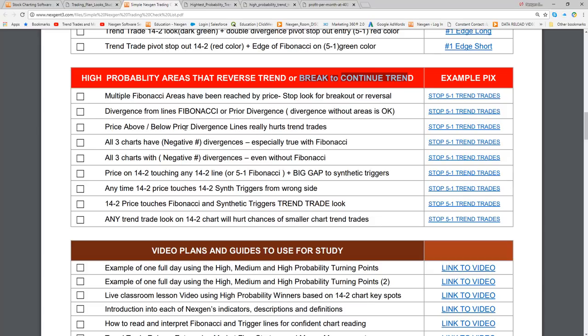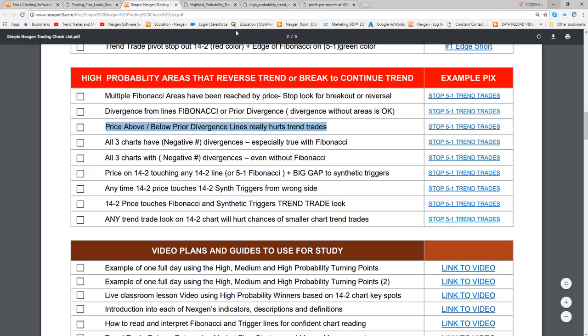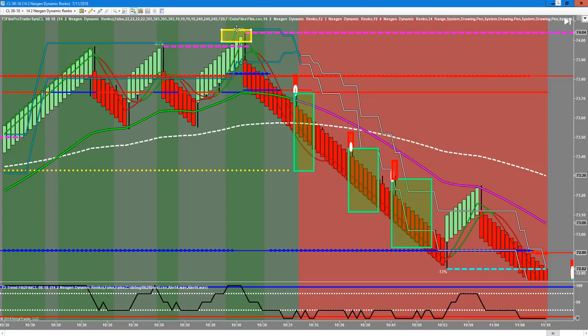So look, this one right here, price getting above or below a prior divergence line. Now, you don't really know what that means, but I'll show you what it means. It's so simple. This purple line is a prior divergence line. So this right here, when we get right here, I'll put a couple arrows in. We're going down. And we don't do any more long trades.